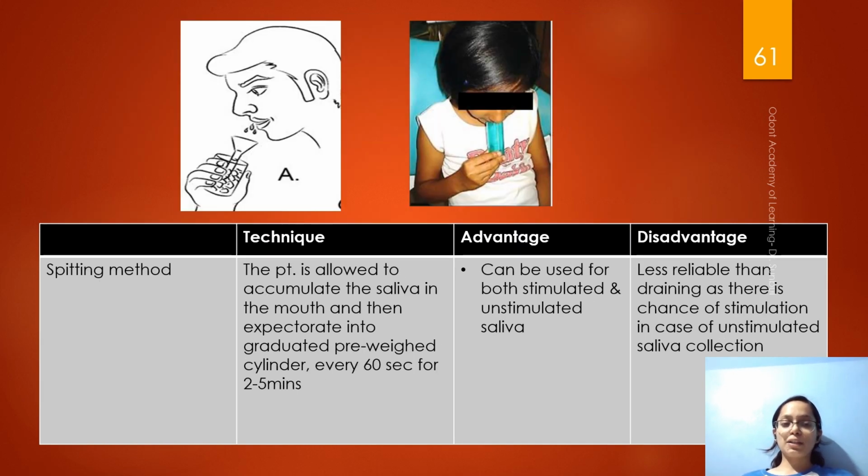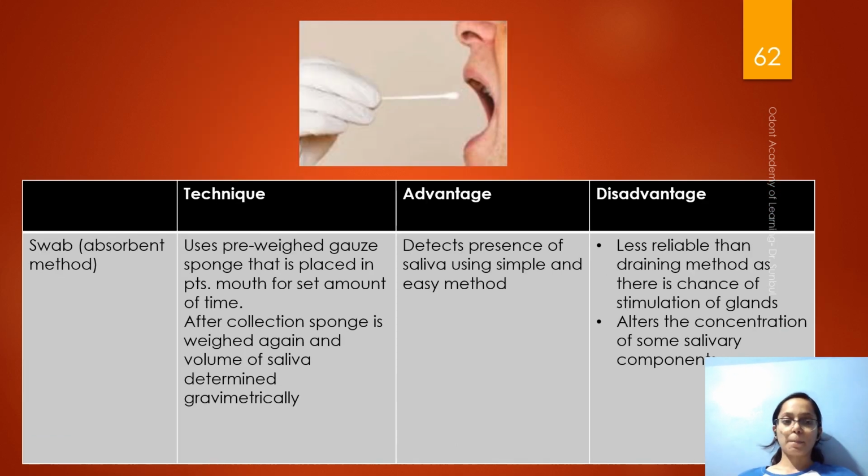Then we have the spitting method, where the patient is allowed to collect all the saliva in the floor of the mouth, and then after every 60 seconds for at least 5 minutes they are asked to spit the saliva out. It can be used for both stimulated and unstimulated saliva, but it is not a very reliable method, as when we are doing it for unstimulated saliva, we are putting in a certain stimulation, so the data that we obtain will not be very accurate.